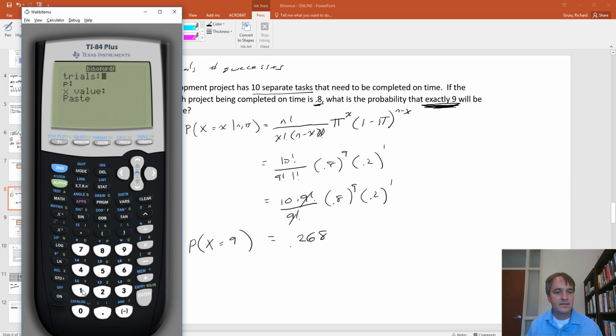So we'll hit enter. How many trials? We had 10 trials. And the probability of success on an individual trial was 0.8. And the value that we're asking for here is 9. And then we just hit enter twice, and we got the same answer, 0.268. Okay, so that's how we figured that out on the TI-84.